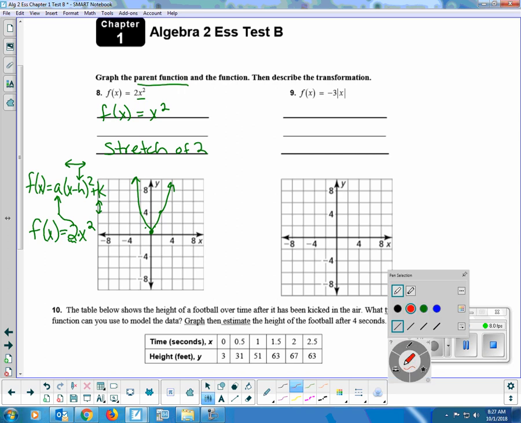So instead of going up 1 over 1, it's going to go up 2 over 1 and just end up being a skinnier parabola.